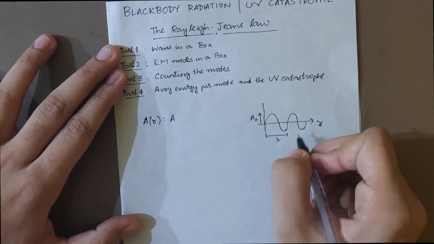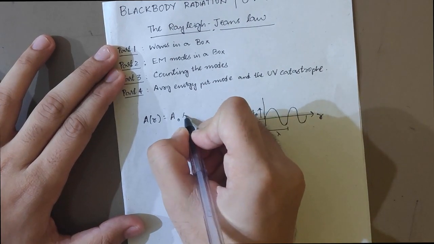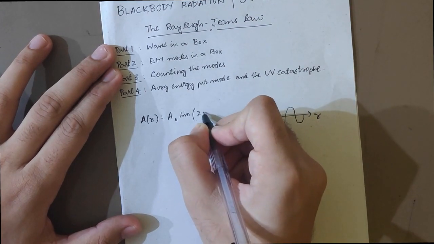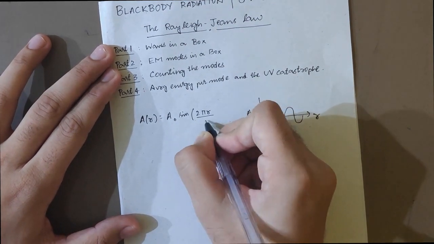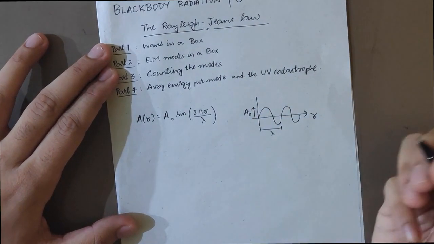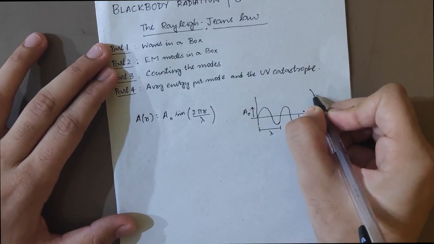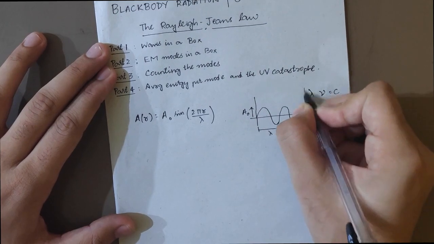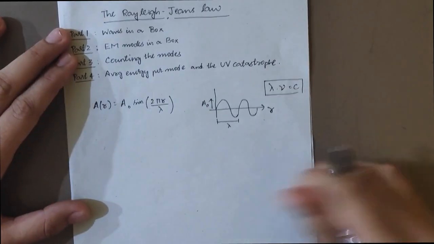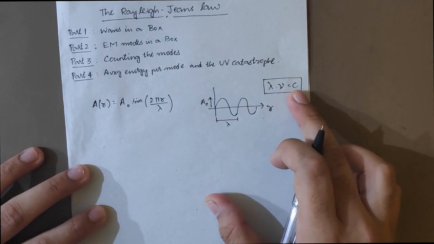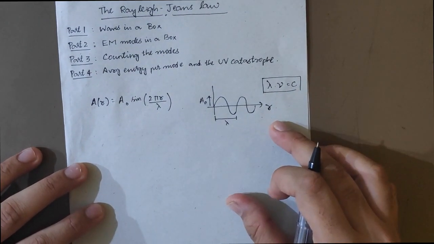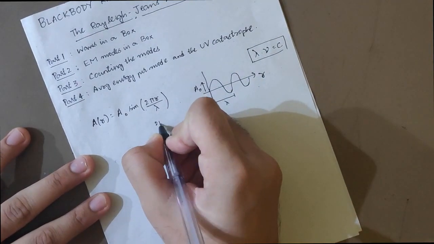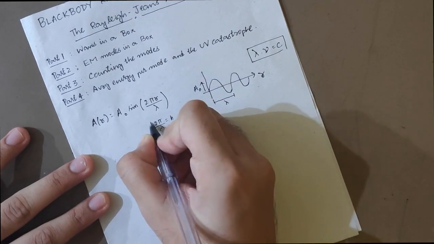Now a as a function of r will be a naught sine of 2 pi r by lambda, where lambda is the wavelength. We know that if lambda is the wavelength and mu is the frequency, then lambda into mu is c. Since it's an electromagnetic wave and we are mostly talking about vacuum, lambda into mu will be c, where c is the speed of light in vacuum. Let's denote 2 pi by lambda as k, right?